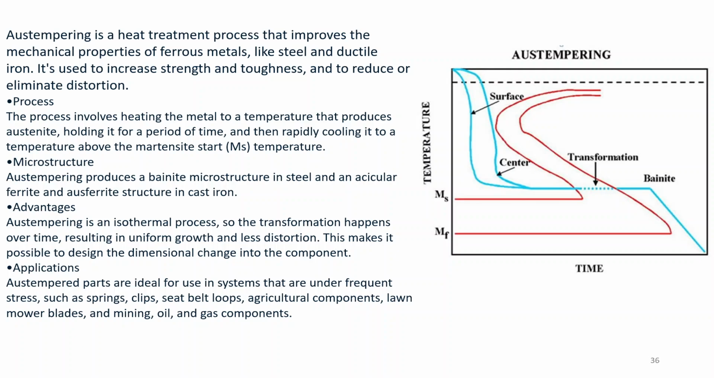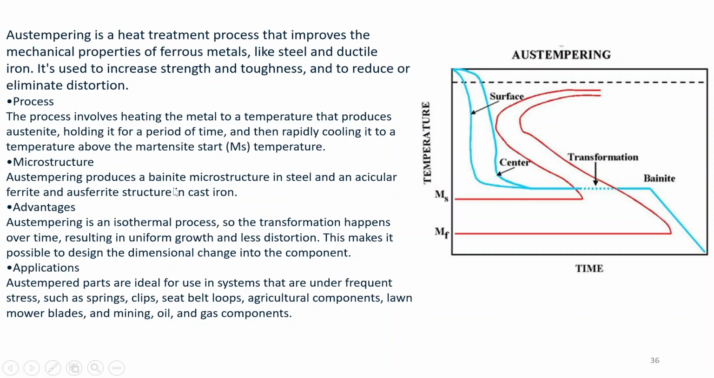It's used to increase strength and toughness and to reduce or eliminate distortion. The process involves heating the metal to a temperature that produces austenite, holding it for a period of time, and then rapidly cooling it to a temperature above the martensite start temperature.